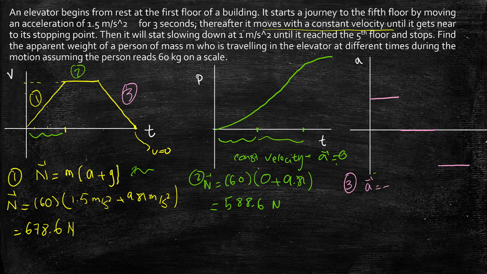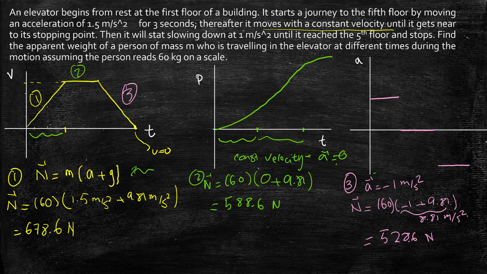Now for the third part of my motion, I have my elevator slowing down, meaning my acceleration is going to be negative 1 meters per second squared. Plugging it into the same equation, I will get 60 times minus 1 plus 9.81. So in the bracket, I will have 8.81 meters per second squared. And my final answer here would be 528.6 newtons. That's basically it.